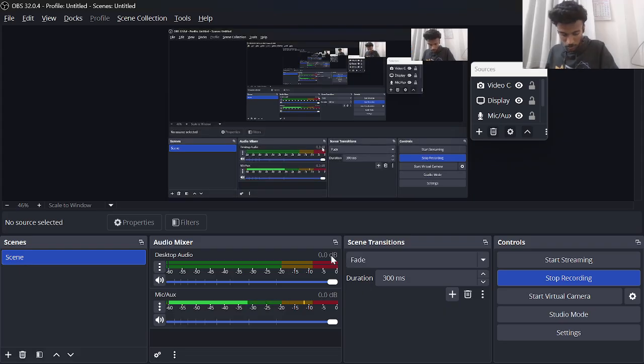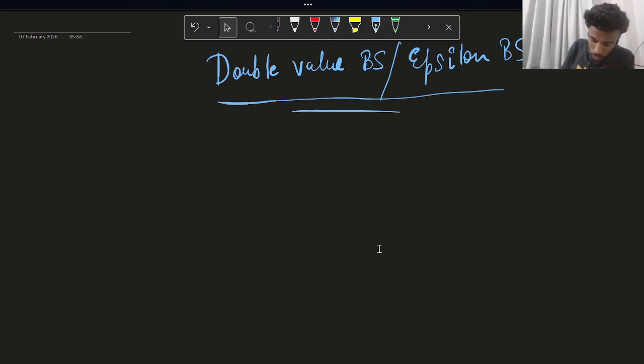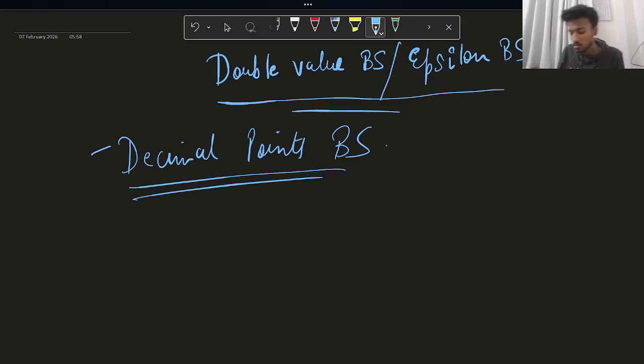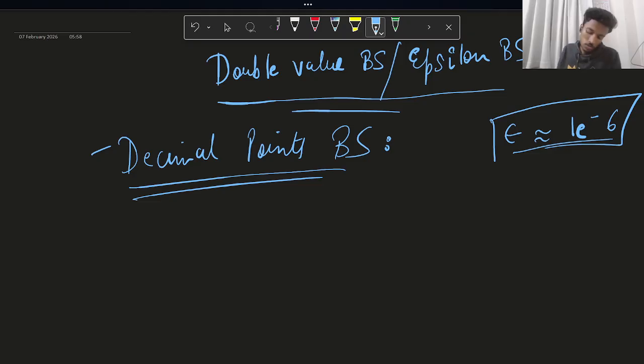So till now we were studying binary search applied only on integer values. Many times you need to apply binary search on double or float values, like floating point numbers, decimal values. This is also called double value binary search or epsilon binary search. Why epsilon? Because epsilon is a very small value, like 1e-6, something like this. That is why it is called double value binary search.